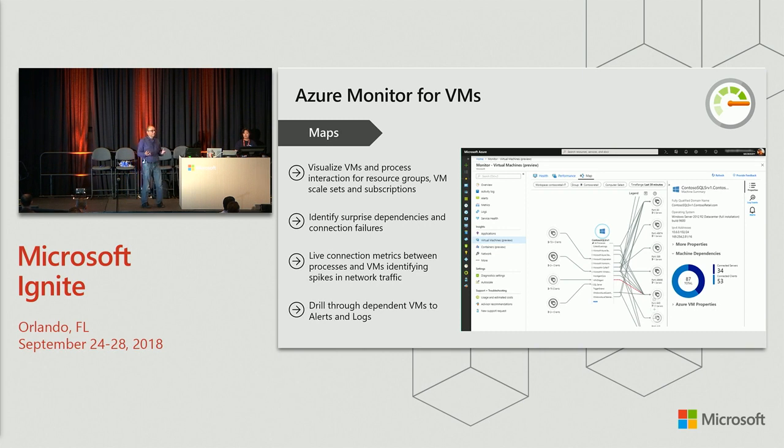So you can also look at live connection failures with powerful connection metrics. You can look at network spikes in the traffic. And then, of course, from all of these scenarios, you'll be able to drill through to the next level of details, whether it's into alerts, logs, or metrics.